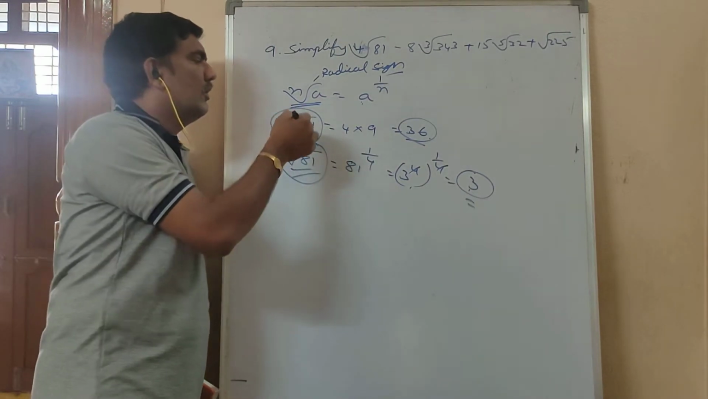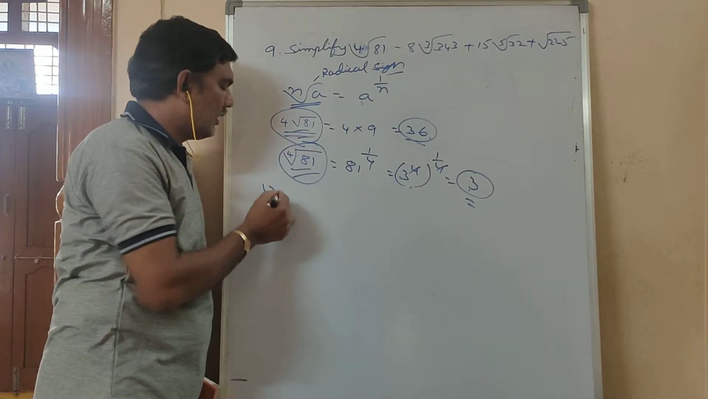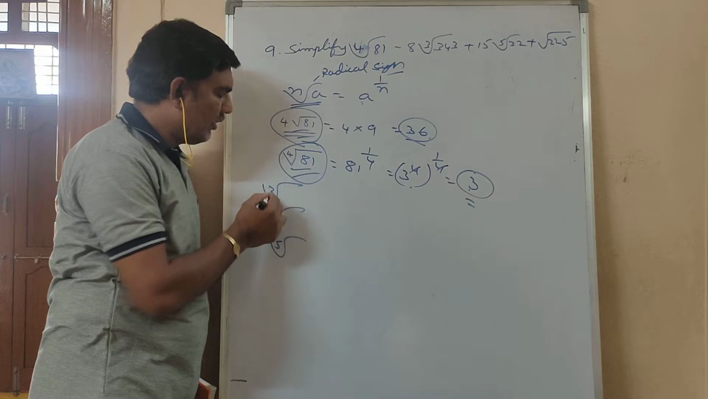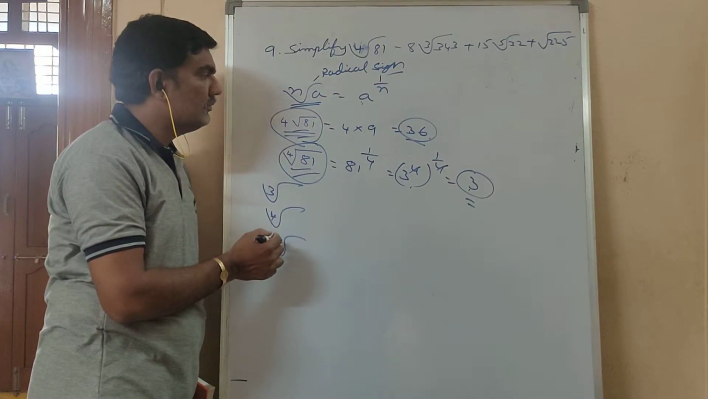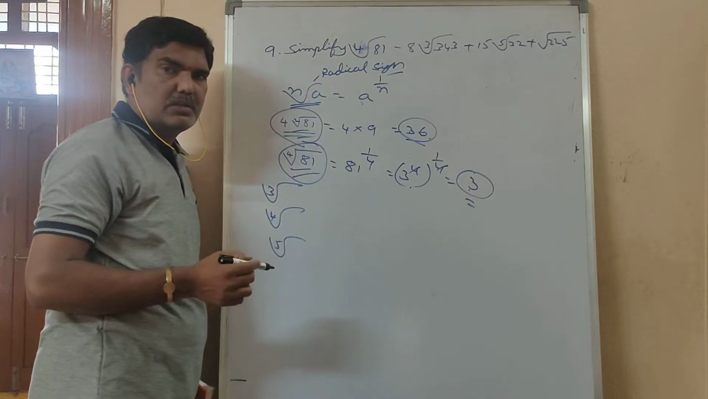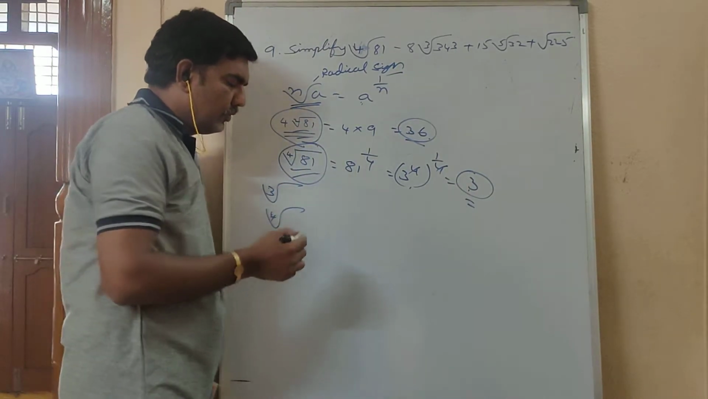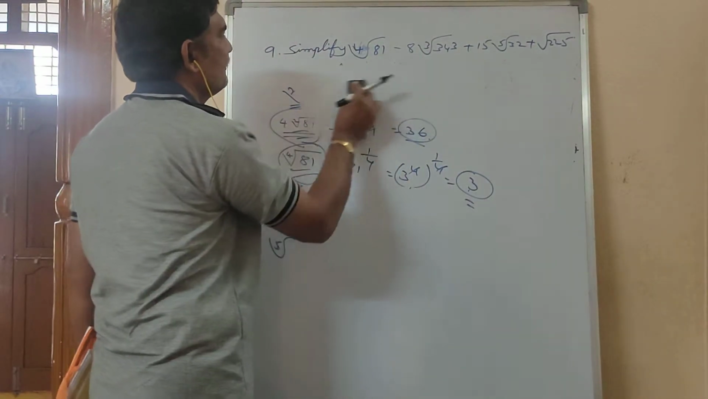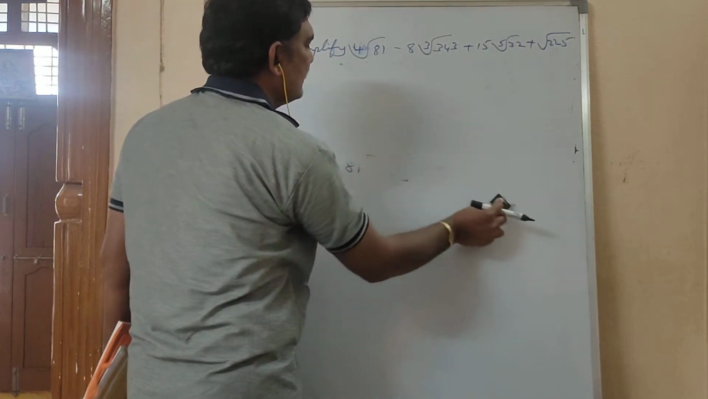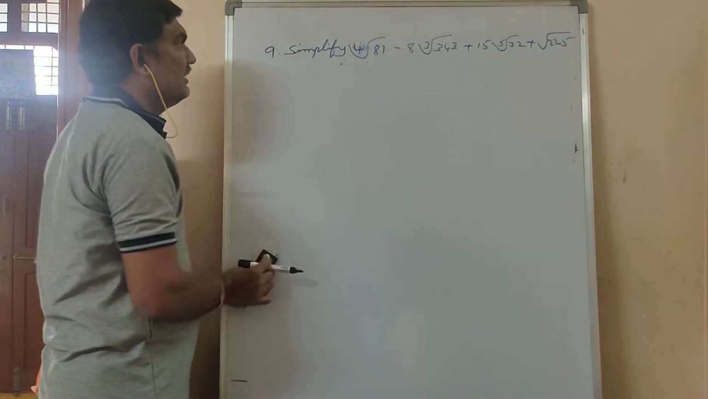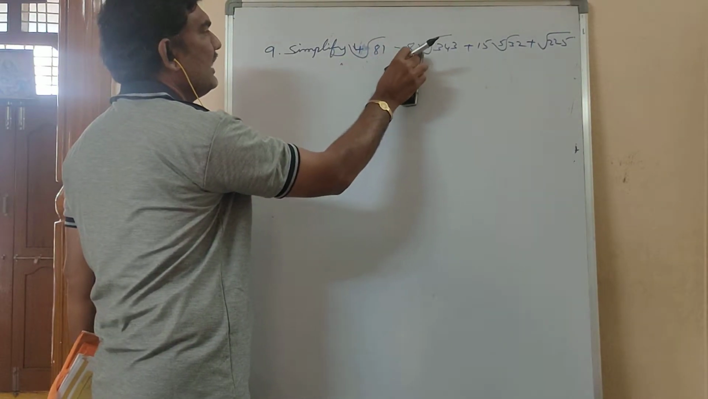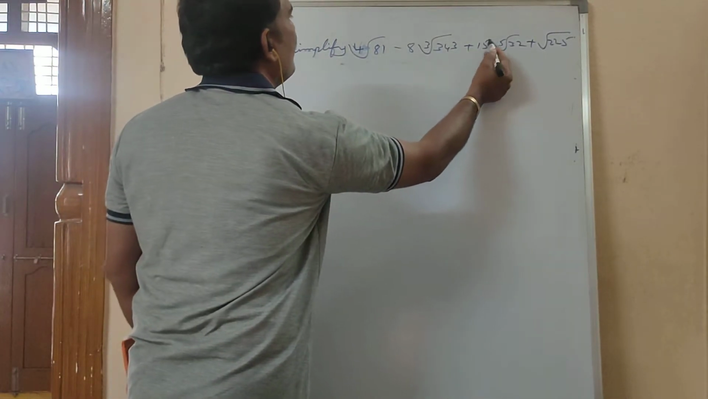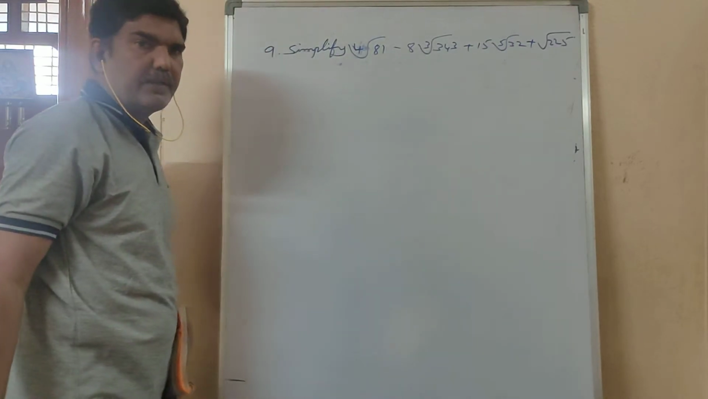So, square root, cube root, 4th root, 5th root: these are called the order of the surds. If no number is there, it is a square root, and the order of the surd is 2. No need of writing it. Now, how to simplify this problem, we will see. First, reading is important. 4th root 81 minus 8 into cube root 343 plus 15 into 5th root 32 plus square root of 225.